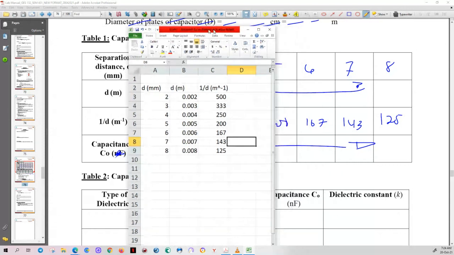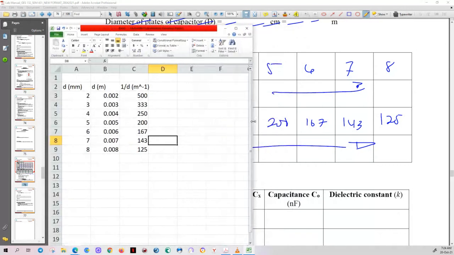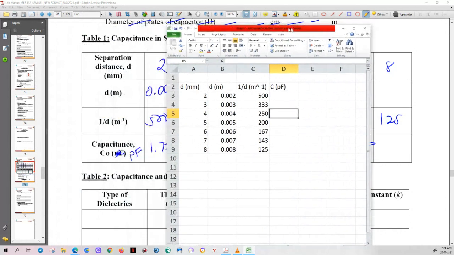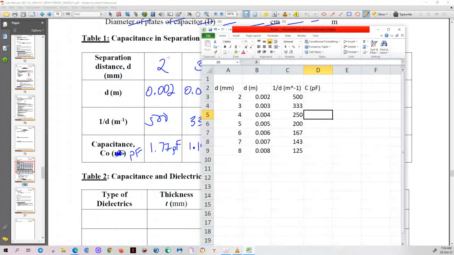So we are going to graph this versus the capacitance. You can also enter the capacitance here, and the unit is in picofarad. So what's the capacitance when the separation distance is 2? Let's put it here, 1.77.